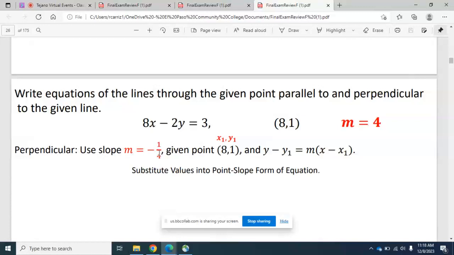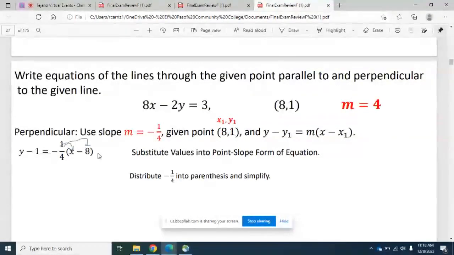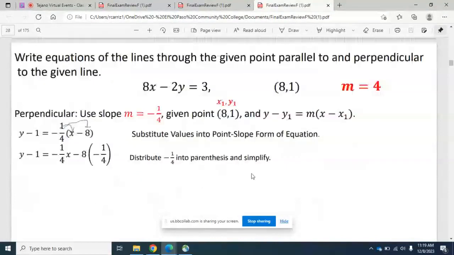So I would do the same process that I did before. I'm going to use my point slope formula because I have the point that the line needs to go through, and I have my slope. In this case, it's the negative 1/4. So let me go ahead and substitute what I know. Y minus 1 is equal to negative 1/4 times x minus 8. So the first thing I need to do is distribute this negative 1/4 into the parentheses and simplify. Okay? So when I do this, negative 1/4 times x and negative 1/4 times negative 8.